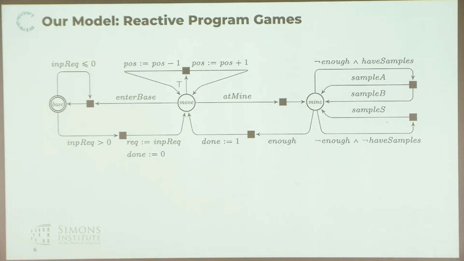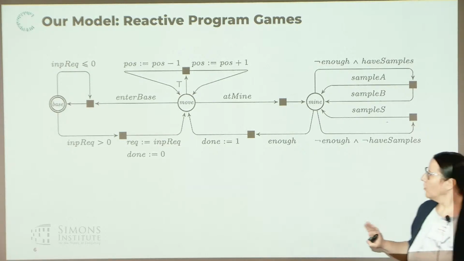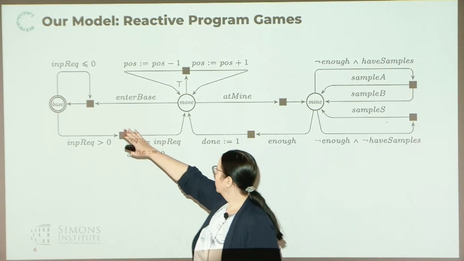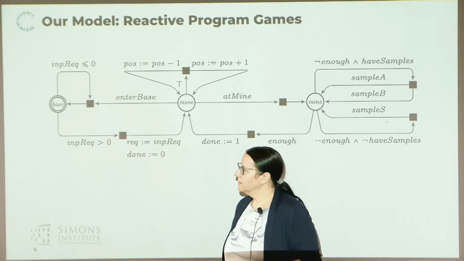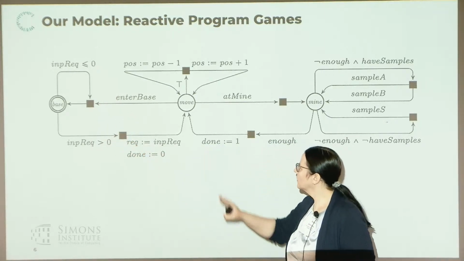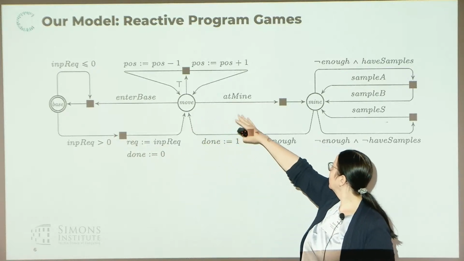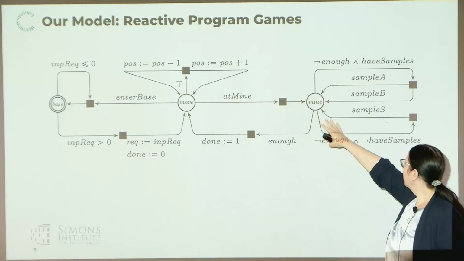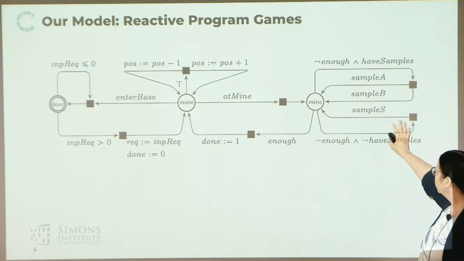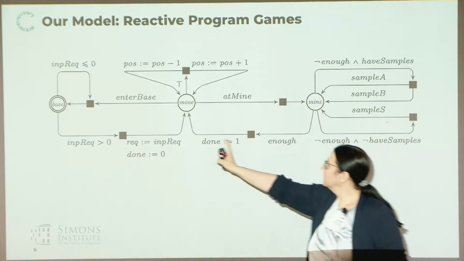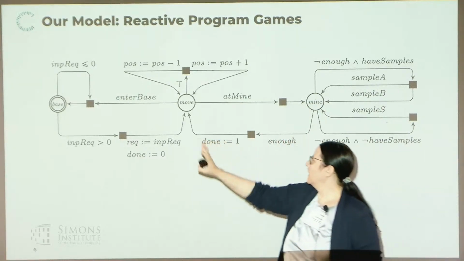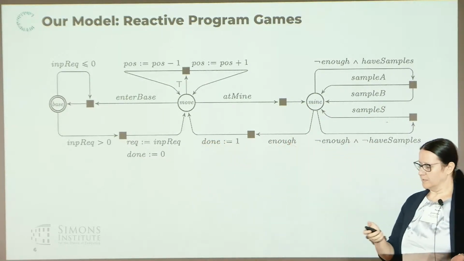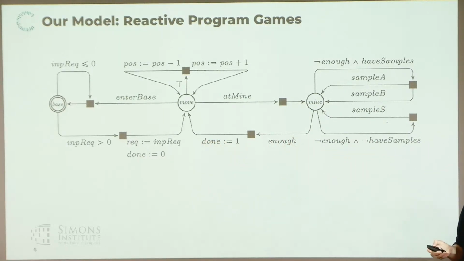So this is an example of a sample collecting robot which receives requests from the environment, how many samples the robot has to collect. Then it can move to reach the mine location where it can actually collect these samples and then return back to the base. It can only return back to the base if enough samples have been collected.